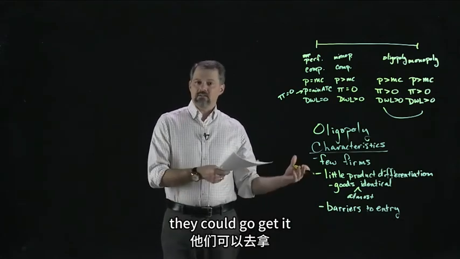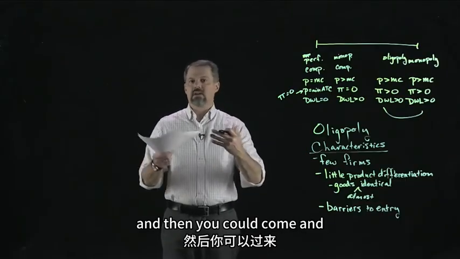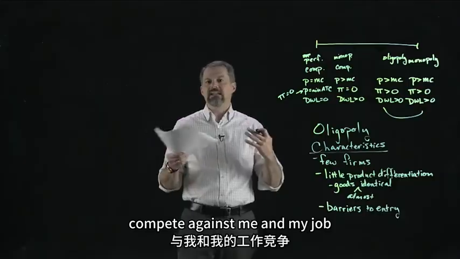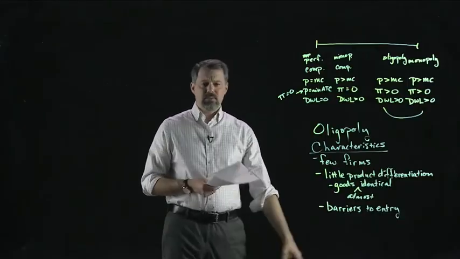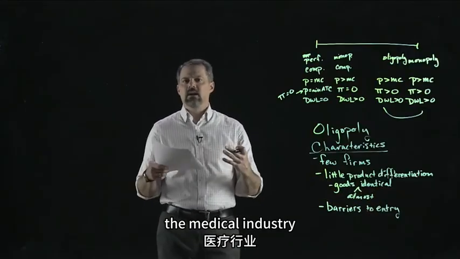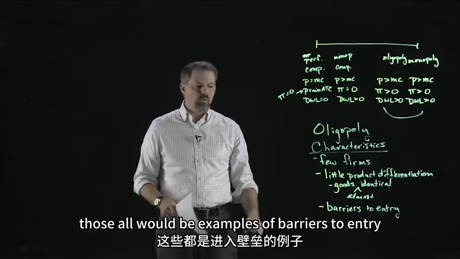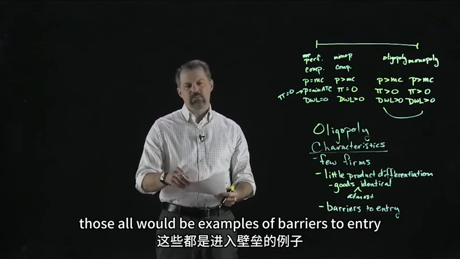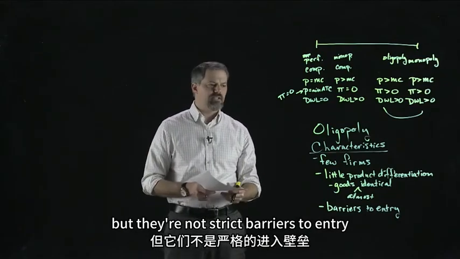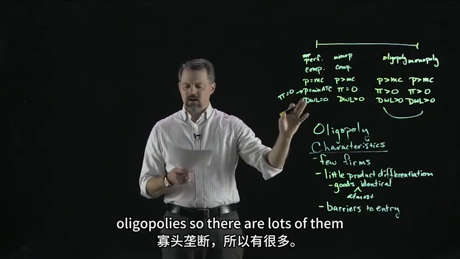They could go get it. It would take a few years and some effort, but you could get the degree, and then you could come and compete against me in my job. But there's a barrier to entry in that particular job. The medical industry, any type of licensing, those all would be examples of barriers to entry, but they're not strict barriers to entry. So let's think about some examples of oligopolies.